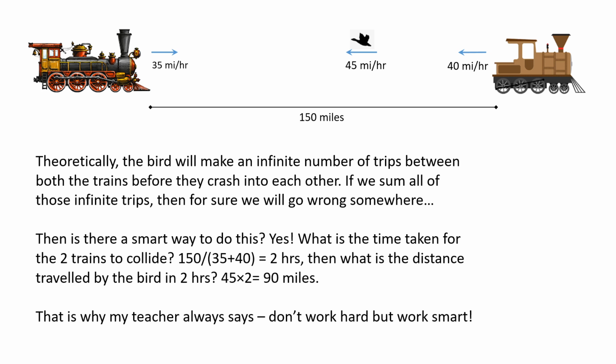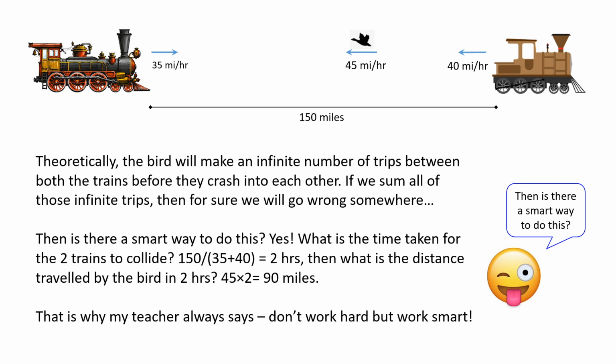Well, if in 2 hours these two trains are going to collide and the bird is going to fly for all the 2 hours at the same speed of 45 miles per hour, then the bird is going to fly a total of 90 miles. Well, that is the smart way to do it. I'm glad we were able to do this problem in a very short way, or a shortcut, or a shorthand route.